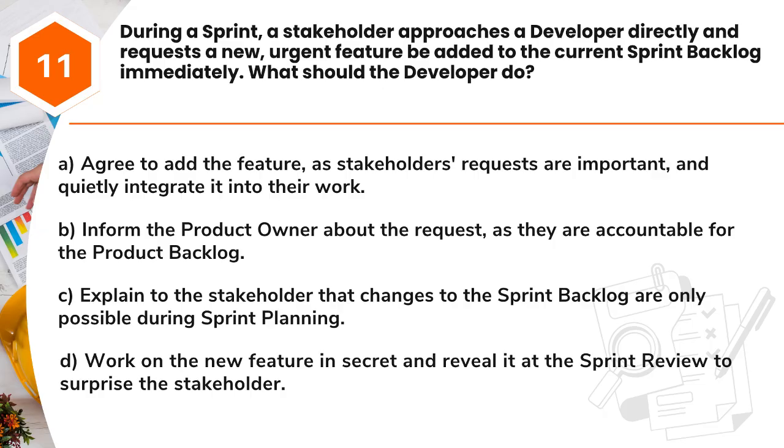A. Agree to add the feature, as stakeholders' requests are important, and quietly integrate it into their work. B. Inform the product owner about the request, as they are accountable for the product backlog. C. Explain to the stakeholder that changes to the sprint backlog are only possible during sprint planning. D. Work on the new feature in secret and reveal it at the sprint review to surprise the stakeholder.